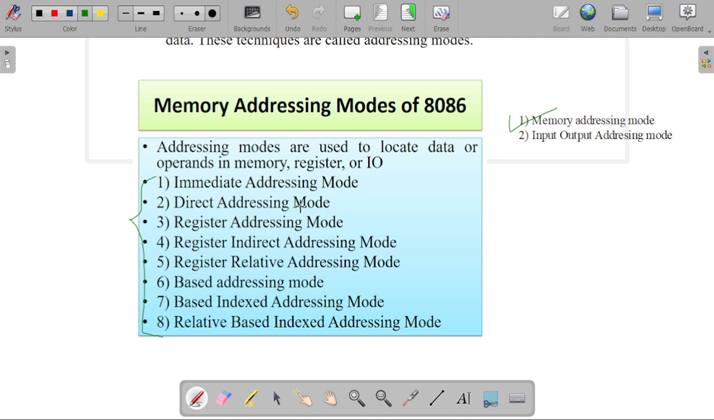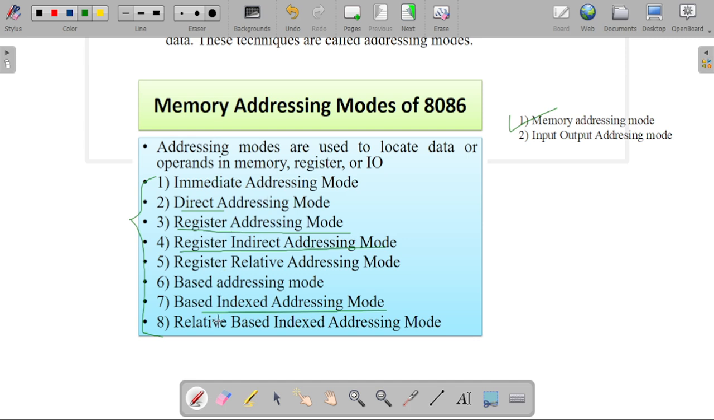First one is immediate addressing mode, second one direct addressing mode, third one is register addressing mode, fourth one is register indirect addressing mode, fifth one register relative addressing mode, sixth one is base addressing mode, seventh is base index addressing mode, and the last one is relative base index addressing mode.